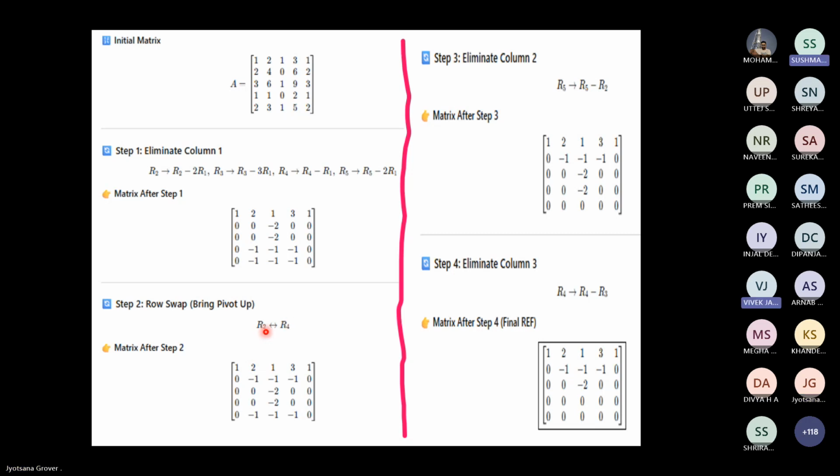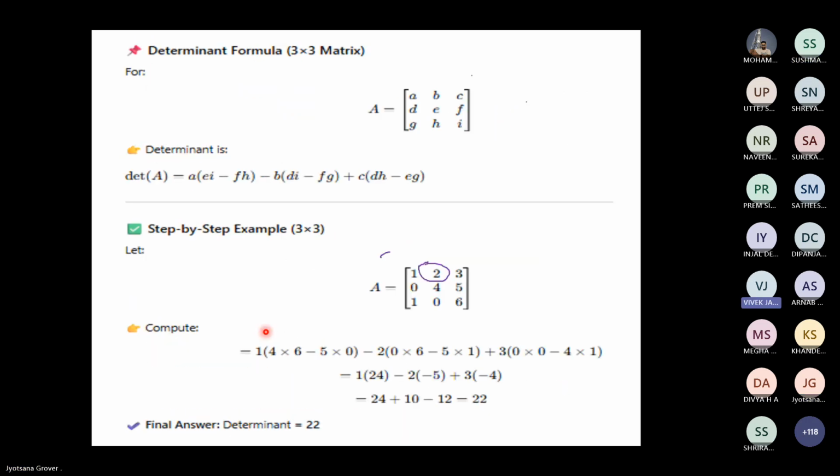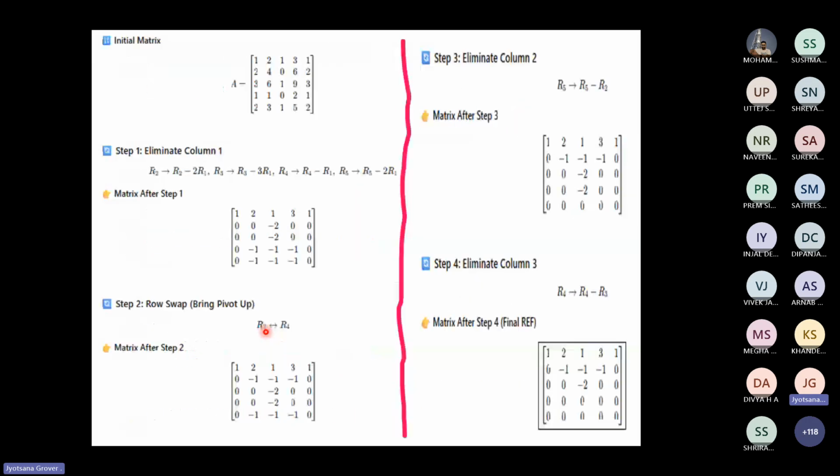Ma'am, do you have any example for this row swapping part? This is the example I told you. Here I have done a row swap because the leading entry of row 4 is on the left of the leading entry of rows 2 and 3, which is not in REF form. REF form says that the leading entry of a row below should be on the right of the previous row. This is violating that, so that's why we swap.